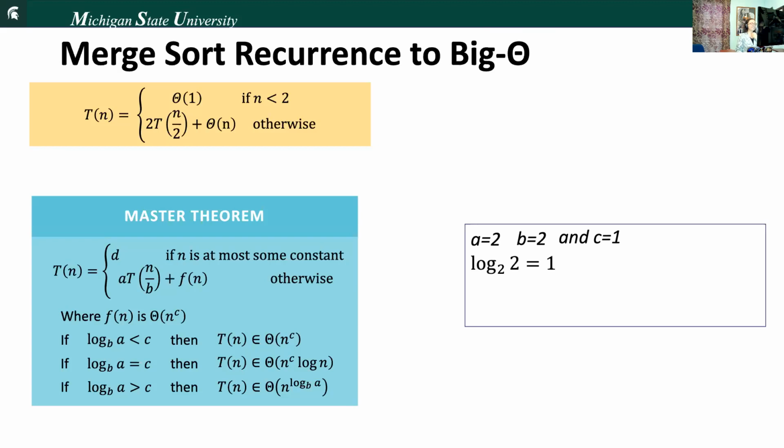So which case? Case 2. I heard somebody speaking like case number 1. It's not case number 1. It is case number 2. Log base B of A equals C. Log base 2 of 2 is 1. 1 equals 1. So we are in case 2.